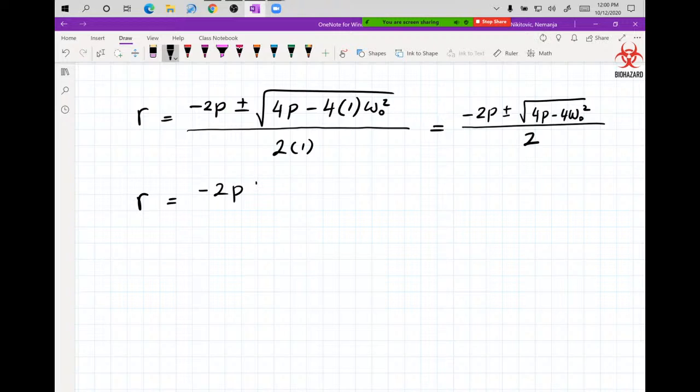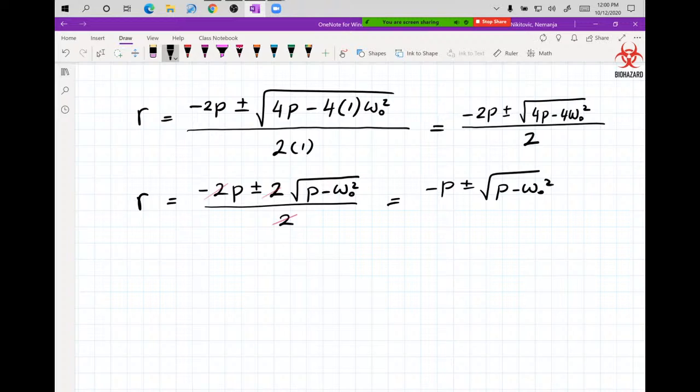Negative 2p plus minus, when you factor 4 and kick it outside, it becomes a 2 times the square root of p squared minus omega 0 squared, divided by 2. And this is where the 2s cancel. So r becomes negative p plus minus the square root of p squared minus omega 0 squared. That's it. Now, what is happening here?